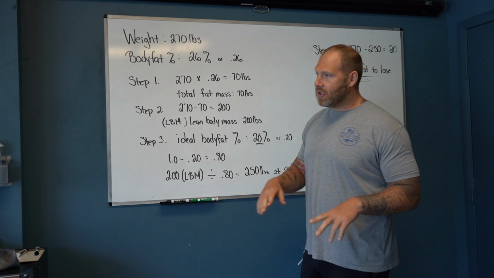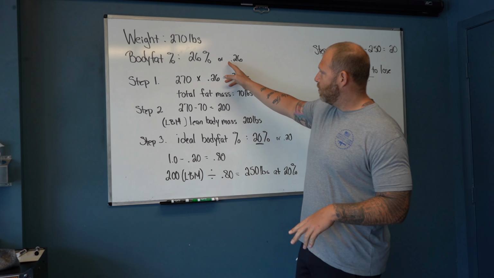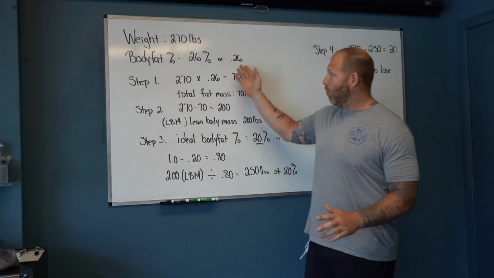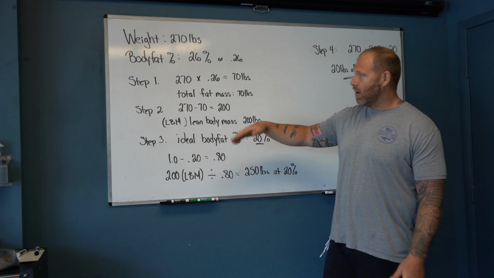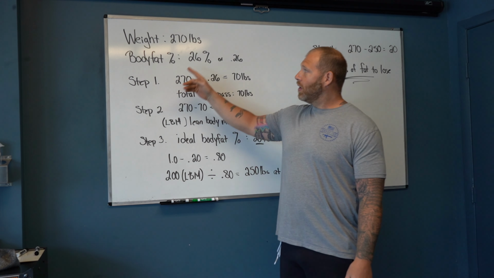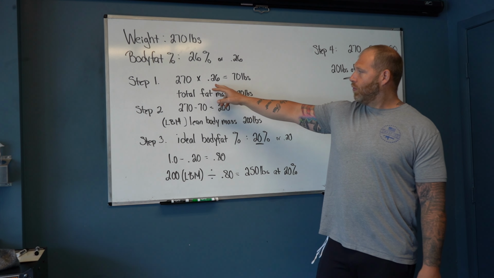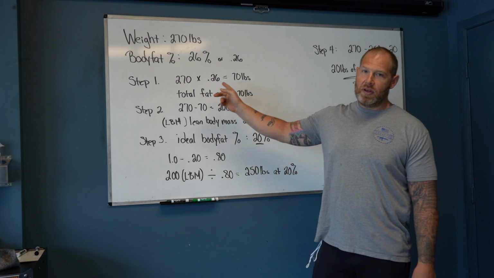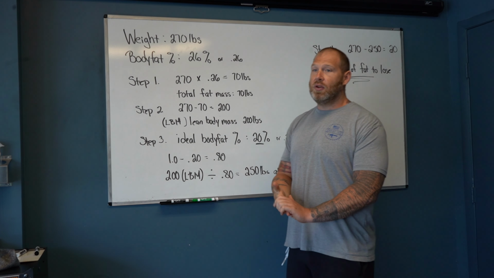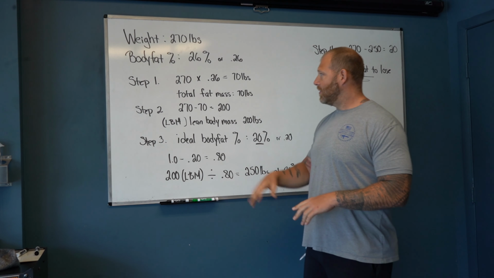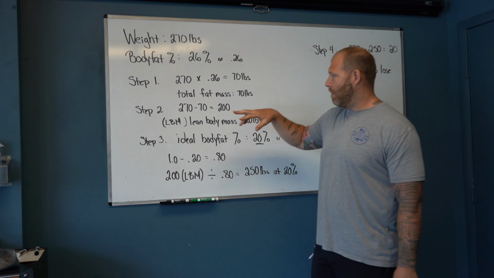To change 26 into a decimal, you just move the decimal to the left. It becomes 0.26. Okay, so that's important because in our equations we break it down that way. So step one is you take 270, multiply it by 0.26, and it gives you 70 pounds. 70 pounds would be your fat, your total body weight in fat mass. So 70 pounds of fat mass.